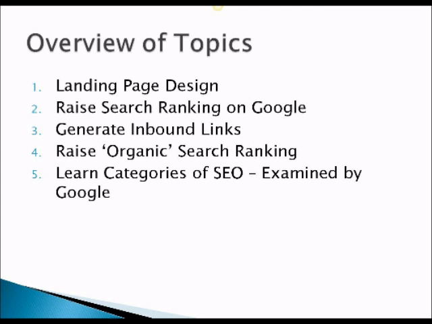How to generate inbound links, so people linking back to your website so that you can increase traffic, raise your search engine optimization score, raise your search ranking on Google. How to raise your organic search ranking, so what does that even mean and how do we do this? And we're going to learn the categories of SEO examined by Google. What does Google look for? What categories do they look for in order to rank your website?